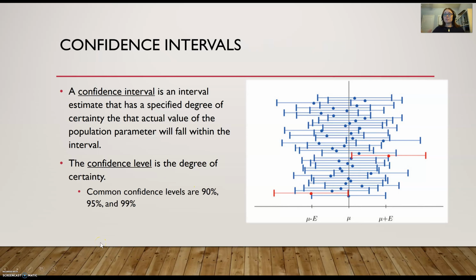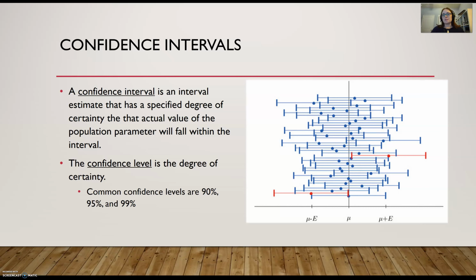Now, a confidence interval is a type of interval estimate that has a specified degree of certainty: how certain are we that the population parameter is in the interval. That level of certainty is our confidence level. Common confidence levels are 90, 95, and 99%. Those are usually the ones we'll see, but it can be any percentage, really.